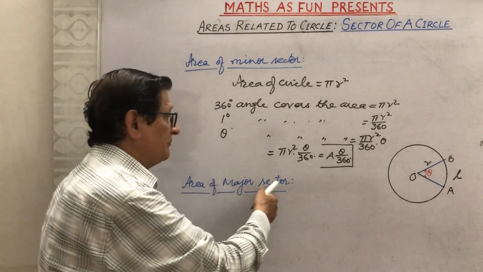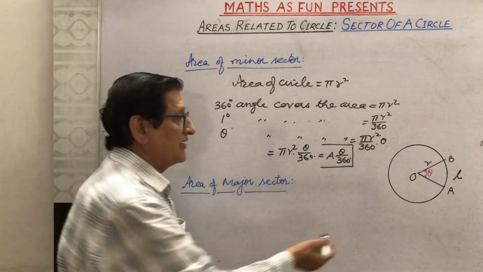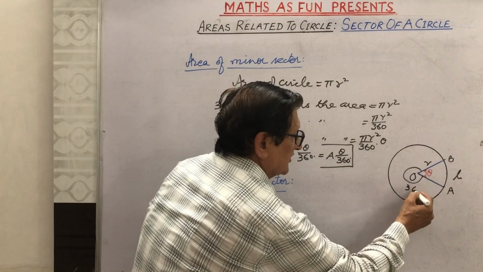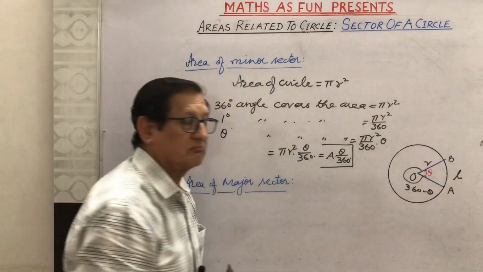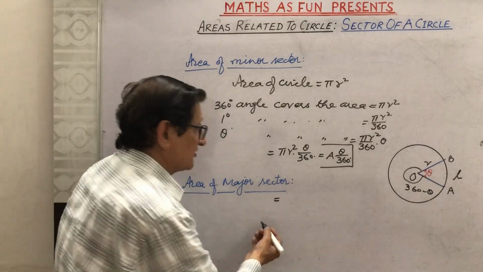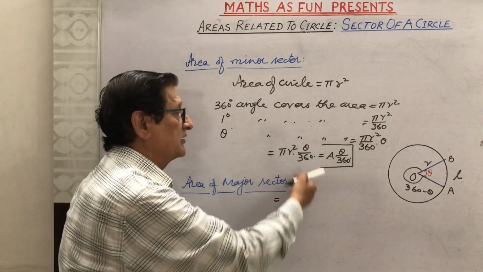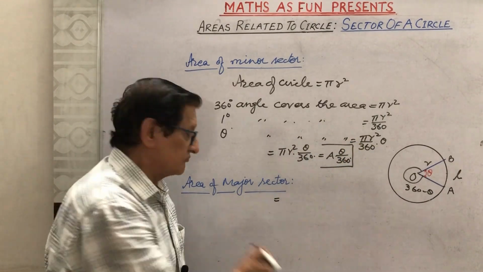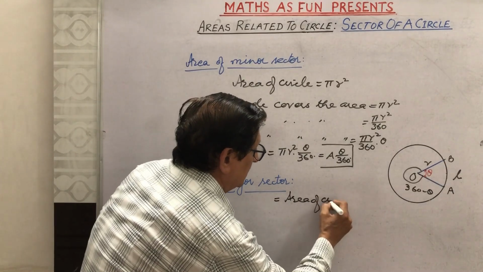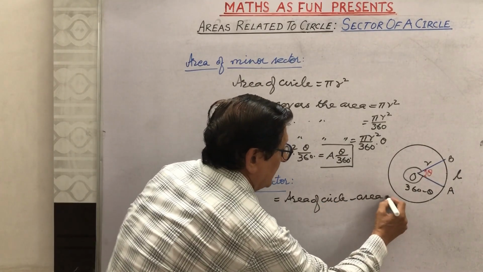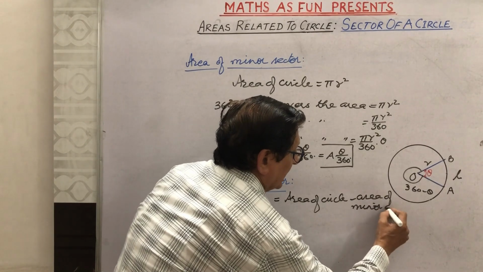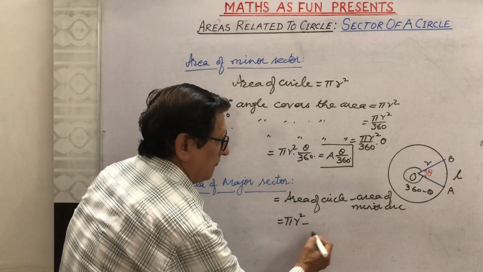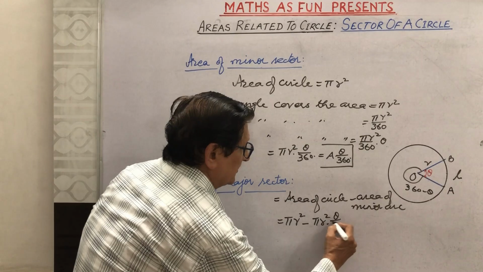To find the area of the major sector, see, the major sector is this. This is making an angle of 360 minus theta at the center. Now we can find the area of the major sector by subtracting the area of the minor sector from the total area of the circle. That is area of circle minus area of minor sector, which is equal to pi r square minus pi r square into theta upon 360.